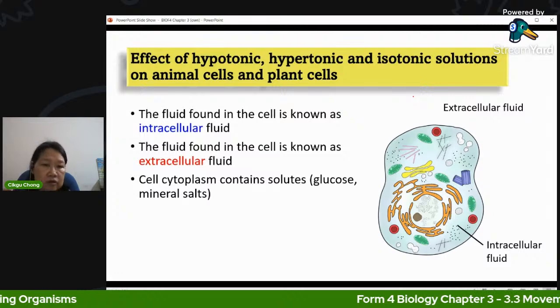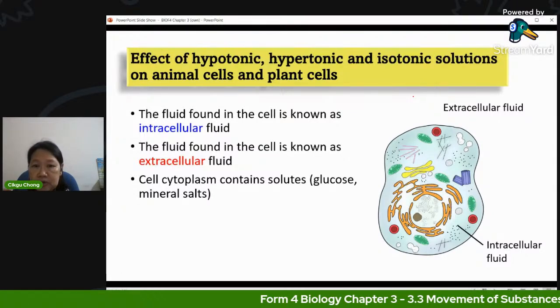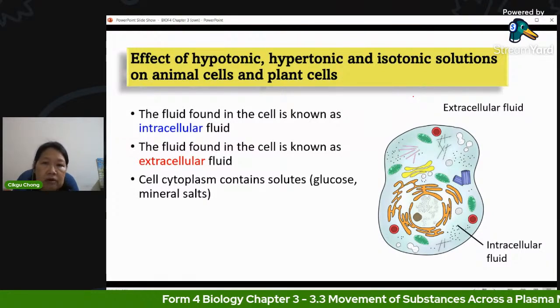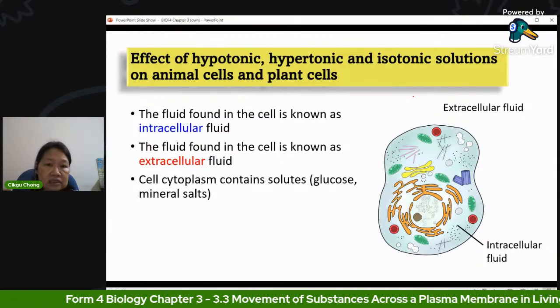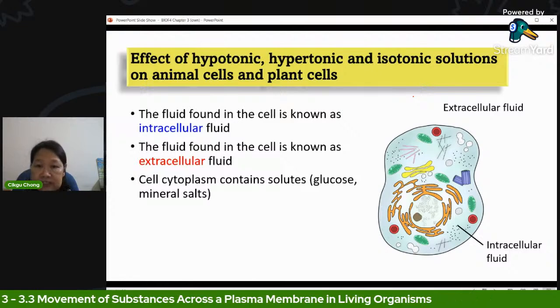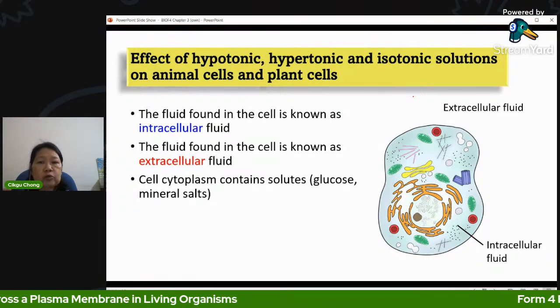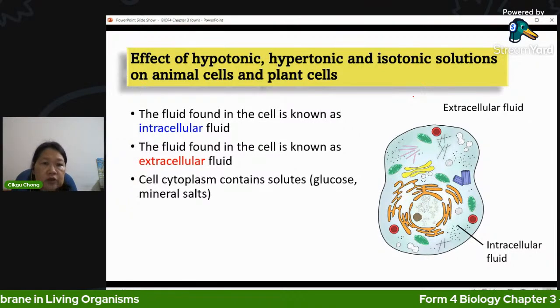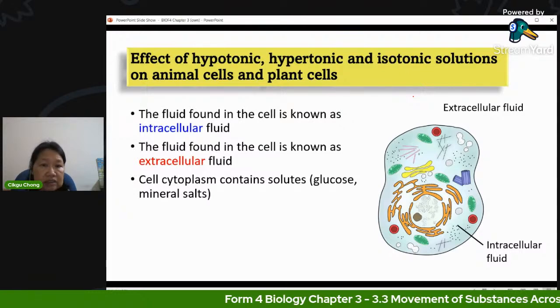For example, amino acid, glucose, minerals, salts, okay? Or metabolic processes, metabolic substances that the cell needs. So it has to have solute inside. Okay, a cytoplasm, whether it's a vacuole or not, it will always have substances inside there. So it's not pure water, right? Whatever is inside the cytoplasm, it has substances, diluted substances, all right?